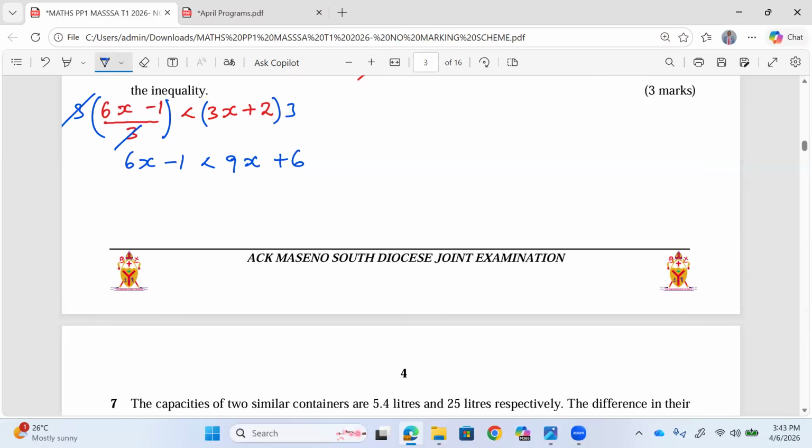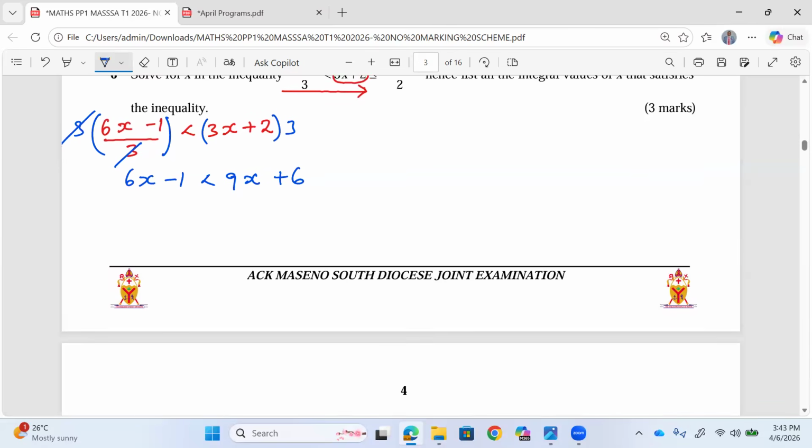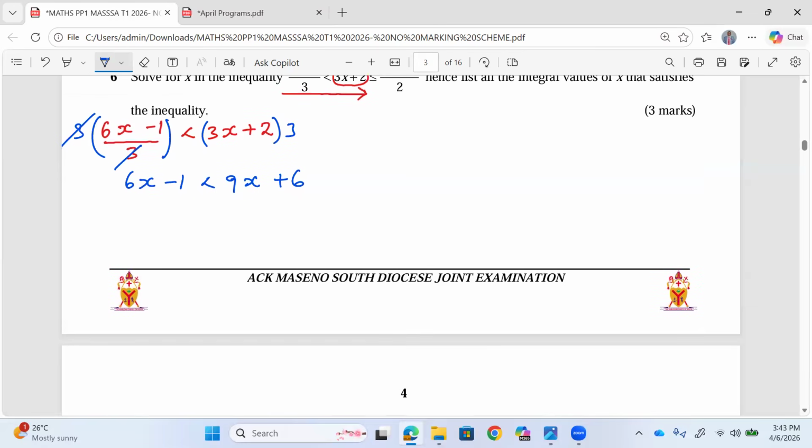When we start grouping these terms together, you see we shall be talking about 6 and 9, whereby the x can come to the right-hand side. 9 minus 6 to give us 3x. Then we are also having negative 1 and 6. The 6 here should be subtracted on the left-hand side. So minus 1 minus 6, giving us negative 7.